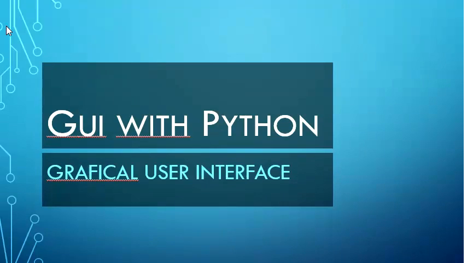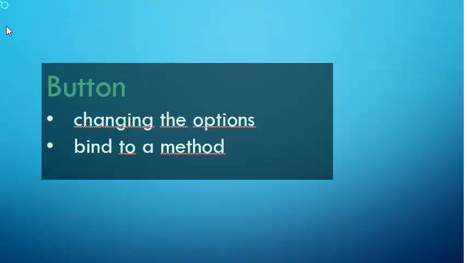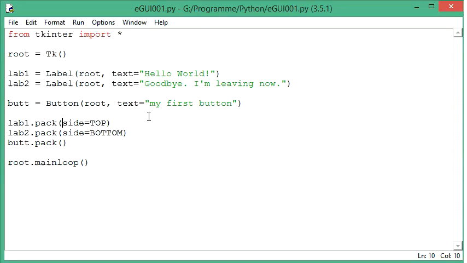So last time we placed a button on our window, on our user window, and this time I'd like to show you how you can change some options and bind the button to a method so that it has some functionality. And first of all, we're going to our little code we have written, and we delete this because we don't use it just now, and I'll show you how you can change the background color of a label.